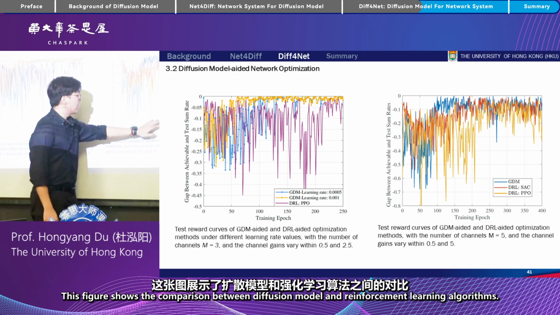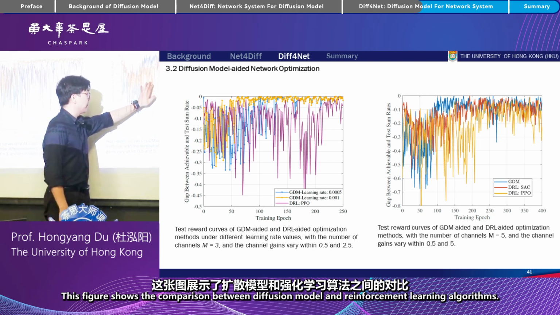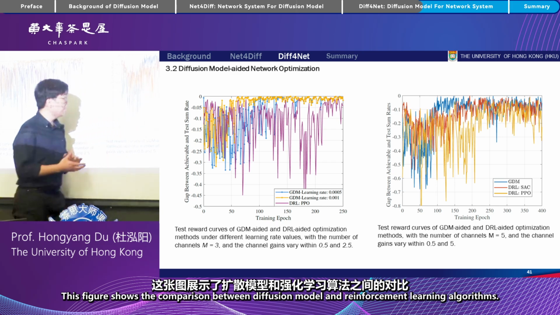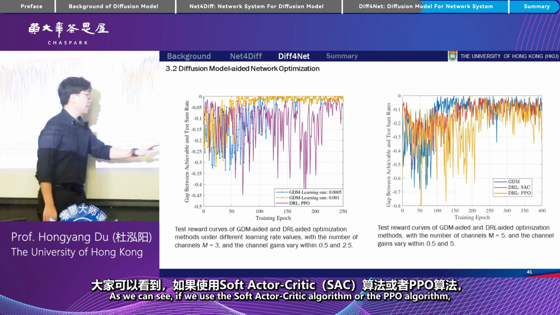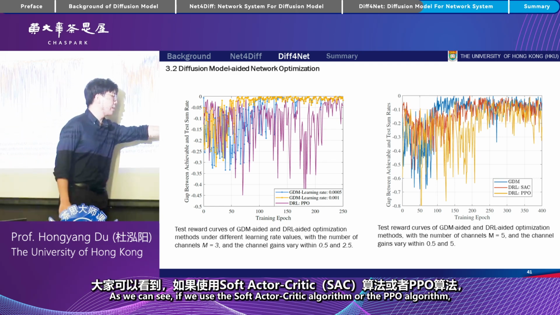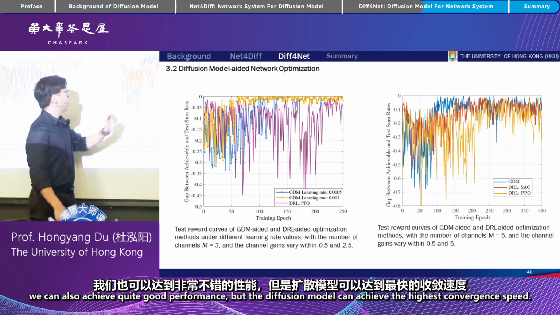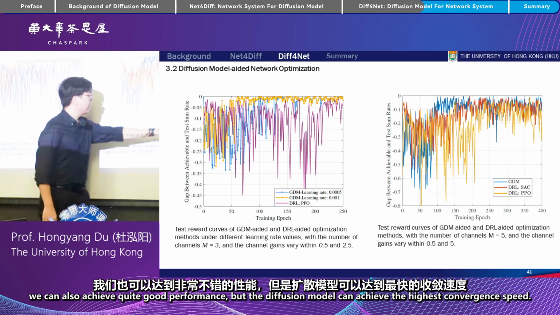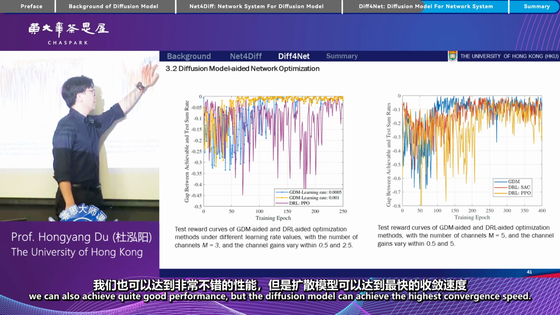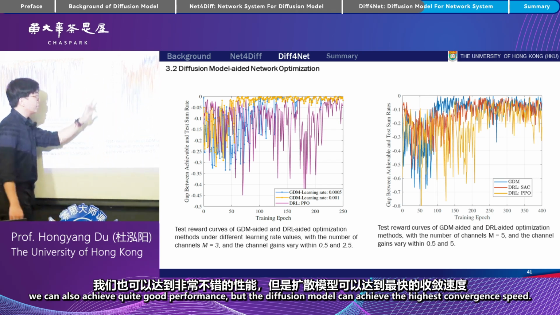This figure shows the comparison between the diffusion model and the reinforcement learning algorithms. As we can see, if we use the soft actor-critic algorithm or the PPO algorithm, we can also achieve quite good performance. But the diffusion model can achieve the highest converged speed.